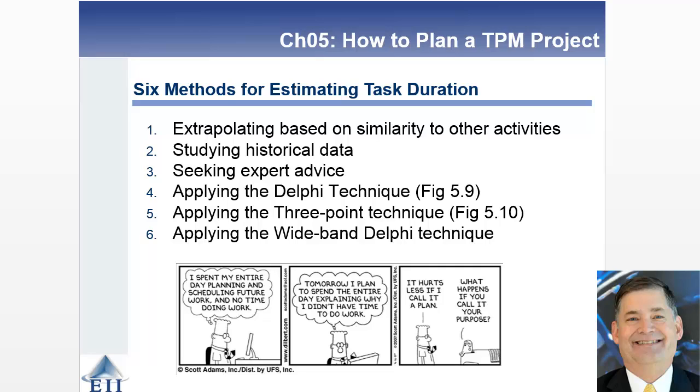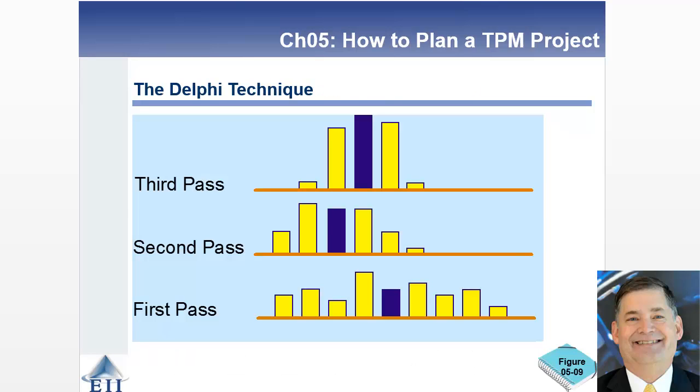All right, the first 3 I'm not going to talk about anymore. I think they're pretty straightforward. So let's go into the Delphi technique and see how that works. So what you're doing here is you're doing multiple passes where you're having a group of experts or consultants or team members make estimates on how long a task will take.